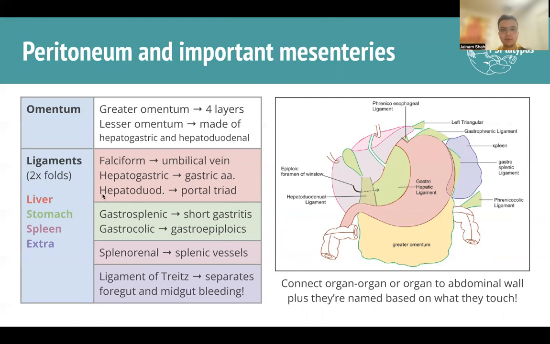The 2 main ones that I would recommend you remember is the hepatoduodenal, because it contains the portal triad on its free edge, and the splenorenal, because as soon as you hear splenorenal, you think splenic vessels. So, even in an exam, if you get one of these names, just remember that they're named such that it's very easy to tell where they are. And then you can try and make an educated guess in terms of what could be there. So they connect organs to organs, or they can connect an organ to an abdominal wall, plus they're named based on what they touch, as I said.